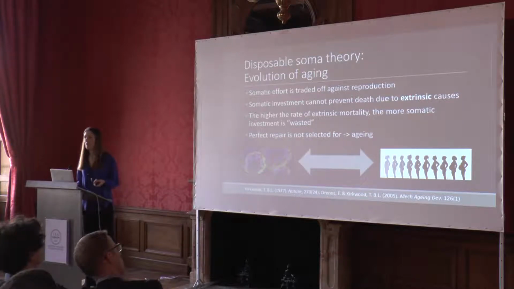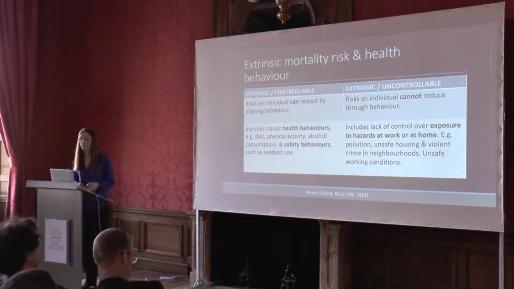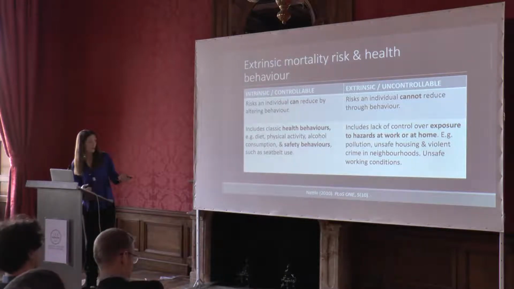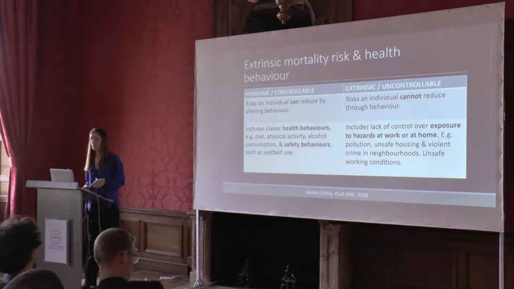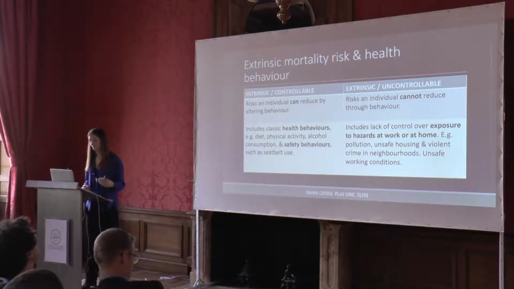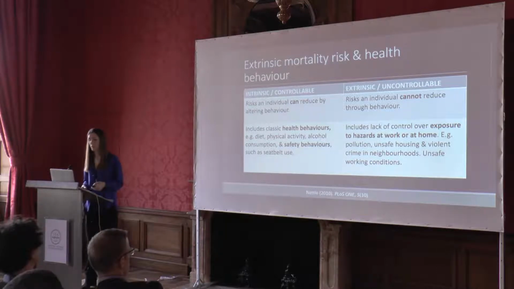So, what does this tell us about the behavioural constellation of deprivation? My co-author, Daniel Nettle, in 2010, put together a simple mathematical model that made this distinction between extrinsic and intrinsic, borrowed from disposable soma theory, and applied it to behaviour. So if you imagine that your intrinsic risks are those things that you can reduce by altering your behaviour, and your extrinsic risks are things that you cannot control as an individual. No matter what you do, these are risks that are going to increase your mortality.